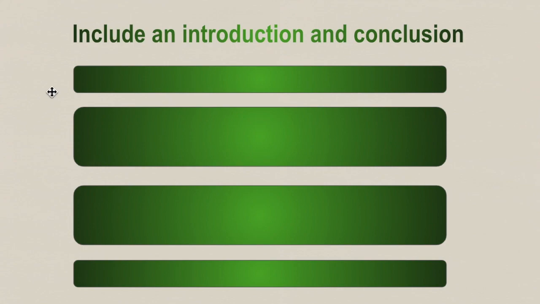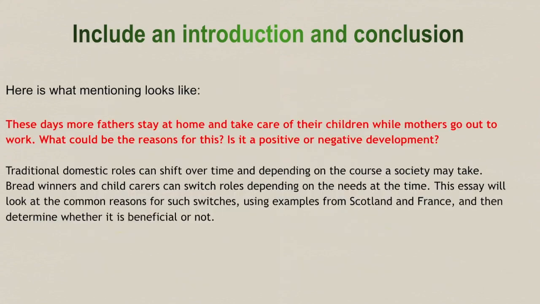Now, as I said, we don't do any development. We don't do any discussion, we just mention. So, as I said, we've got our 4 paragraph model. I'll just give you an example now. These days, fathers stay at home and take care of their children while mothers go out to work. What could be the reason for this? Is it a positive or negative development?